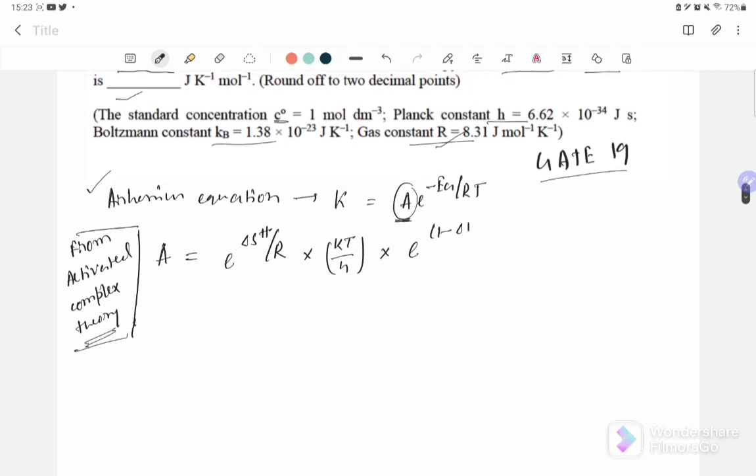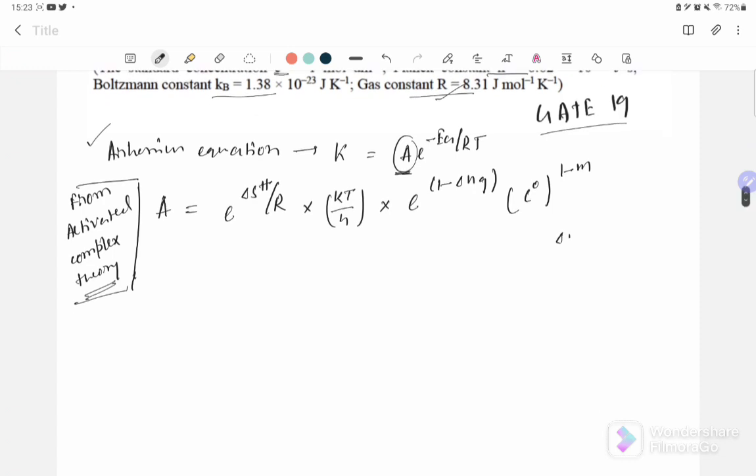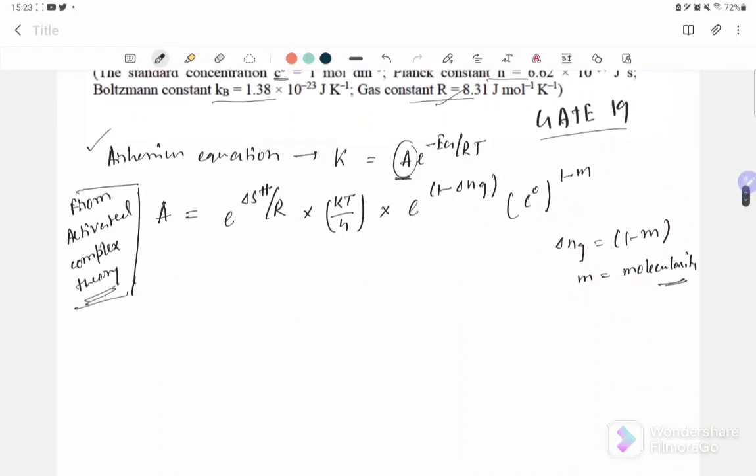1 minus del n g. And there is another term, that is C0. 1 minus m, del n g is equal to 1 minus m. m is molecularity. Here it is bimolecular, so m is 2.